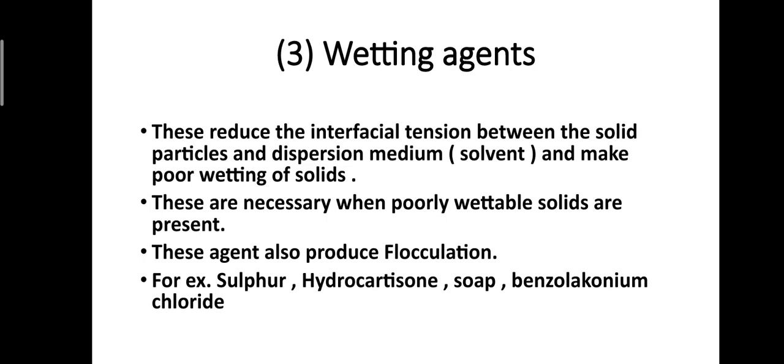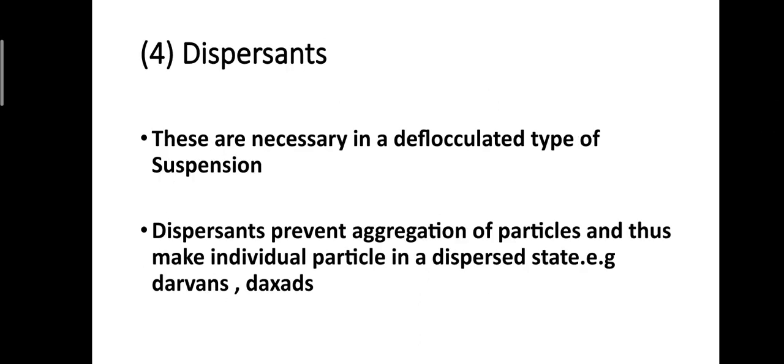Third, wetting agents. These reduce the interfacial tension between the solid particles and the dispersion medium, meaning solvent, and improve poor wetting of solids. These are necessary when poorly wettable solids are present. This agent also produces flocculation. For example, sulfur, hydrocortisone, soap, benzalkonium chloride, etc. are examples of wetting agents.